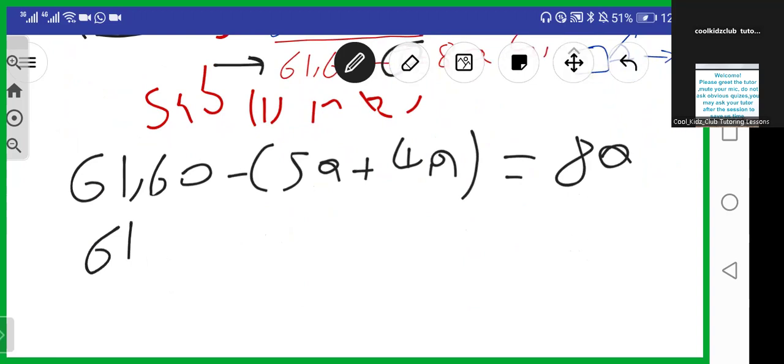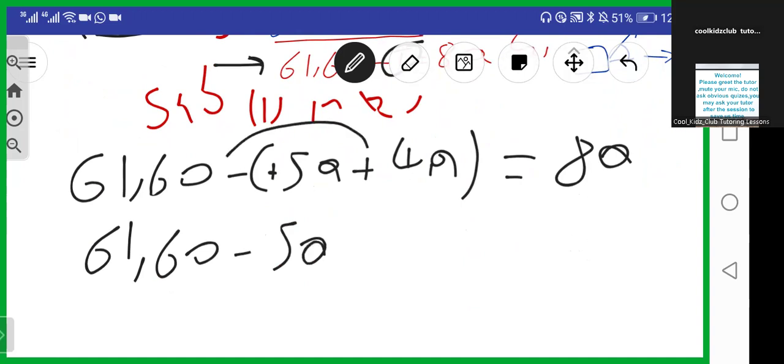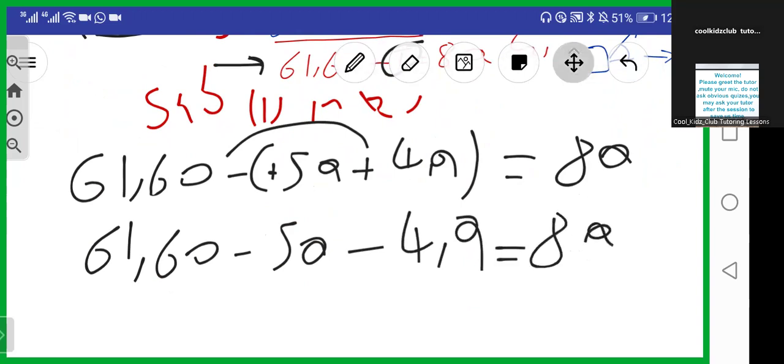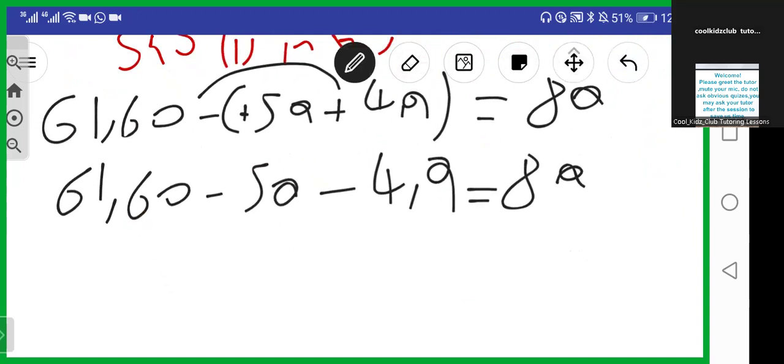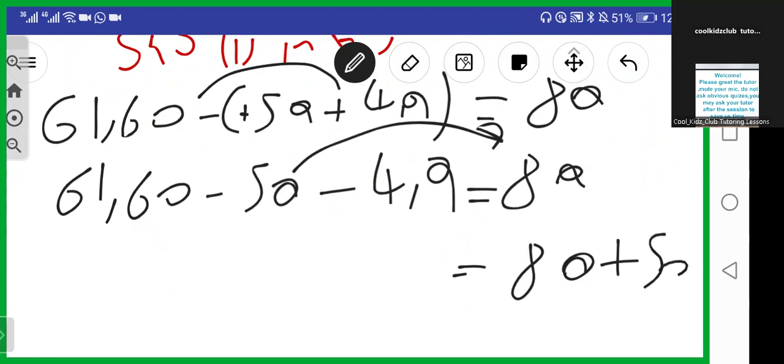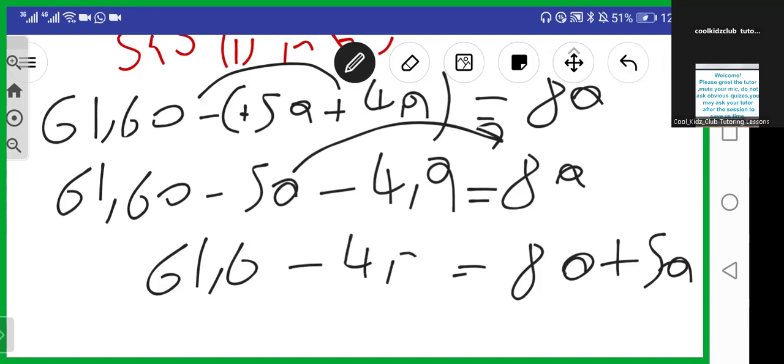I will have 61,60. Well, negative and that positive, I get negative 5A. Then again, negative 4,9 equal to 8A. Then I will have to group here. I have 8A that side. I'm taking my 5 that side. I have 5A. I will have 61,60 this side, and minus 4,9.